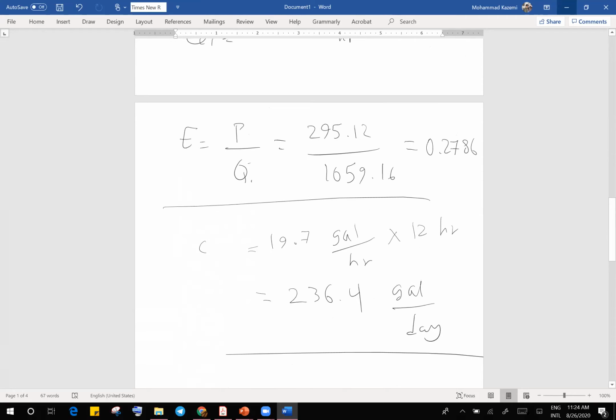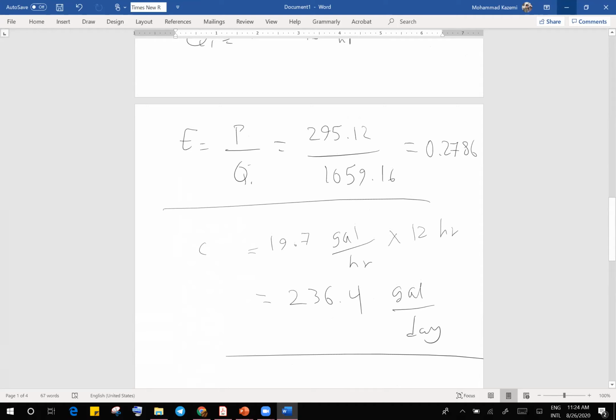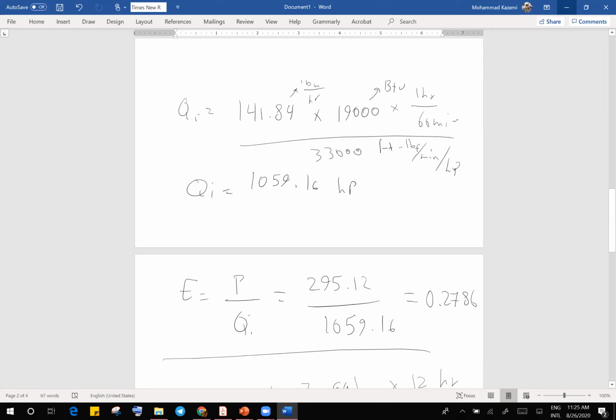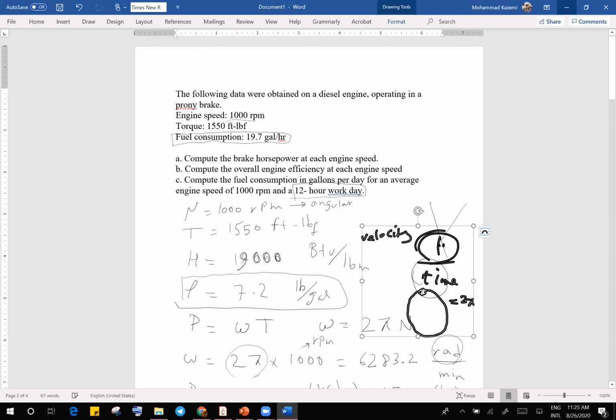All right. The reason that I have this is because this is 12 hours per work day. Right, 12 hours per work day. So that's 236 gallons per work day. Okay, any questions? No.